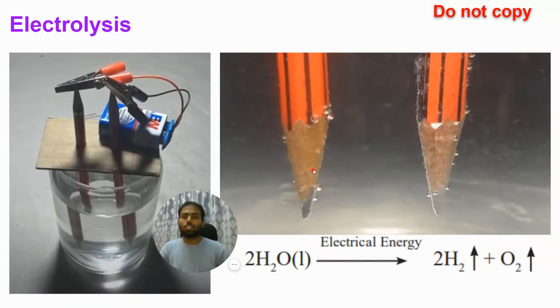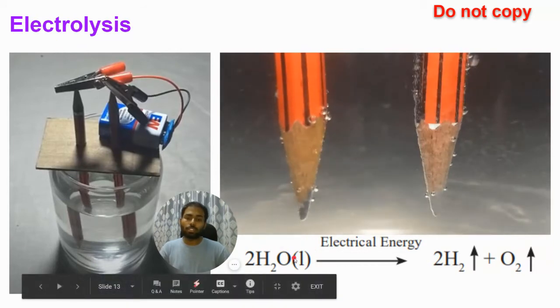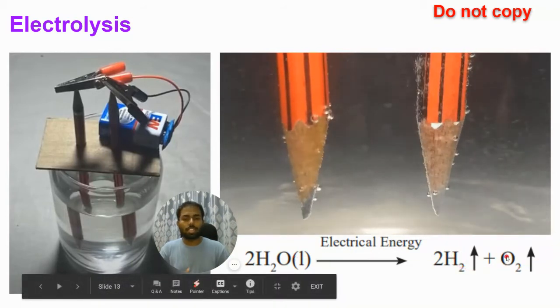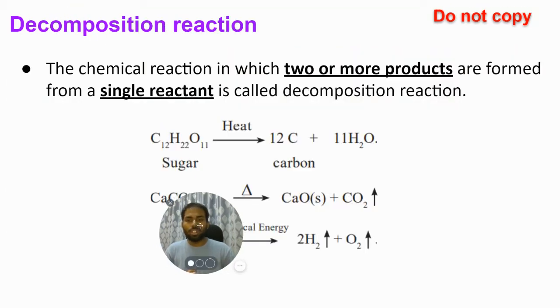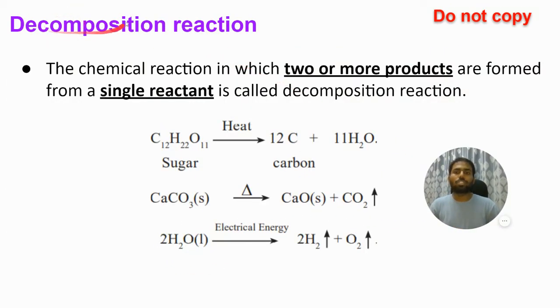Okay, so this process is called electrolysis. Okay, electrolysis of water. What is electrolysis of water? When you pass electrical energy through water, then hydrogen gas and oxygen gas are released. That is known as electrolysis. Okay, so all these were examples of decomposition reaction.